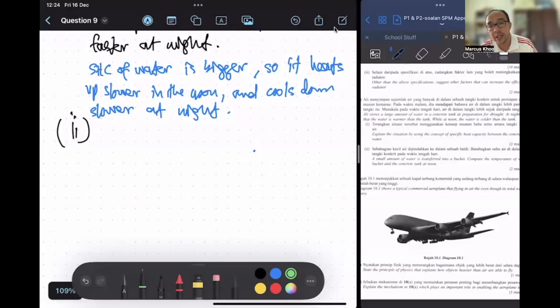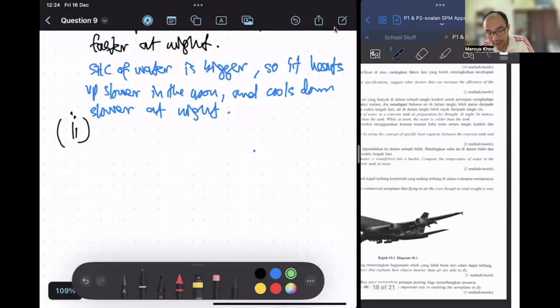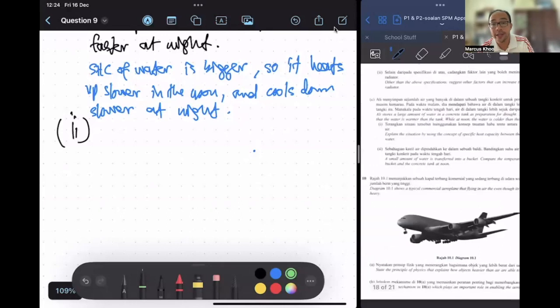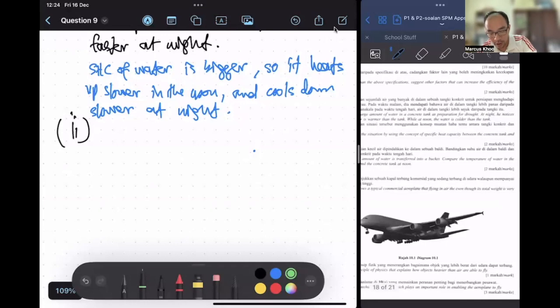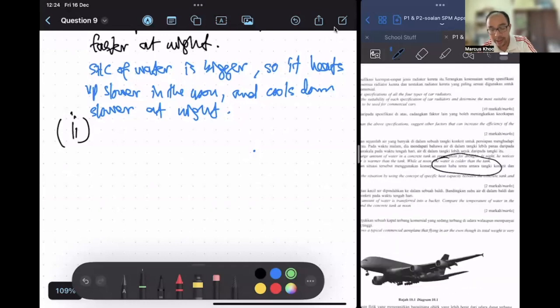Okay, let's go to the second question. A small amount of water is transferred into a bucket. Compare the temperature of the water in the bucket and the concrete tank at noon. Now, in the normal situation, it says here that at noon, the water is colder than the tank.